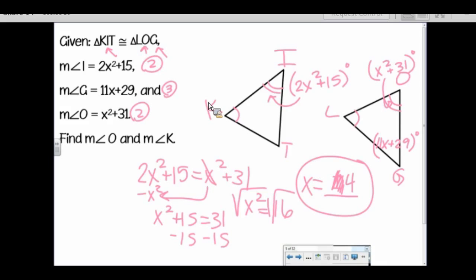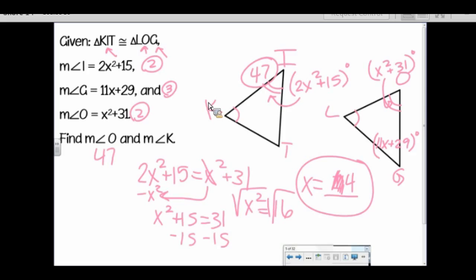Now we simply plug it in. Angle O is going to be 4 squared plus 31, 47 degrees. And angle K, wait a minute, angle K was not one of the ones listed. Angle K is listed first. It's actually not even congruent to any of the ones listed. So we need to plug it into O, which we already did. O matches with I. So this one's 47. We need to plug it into G.